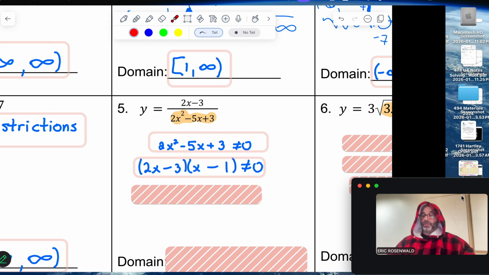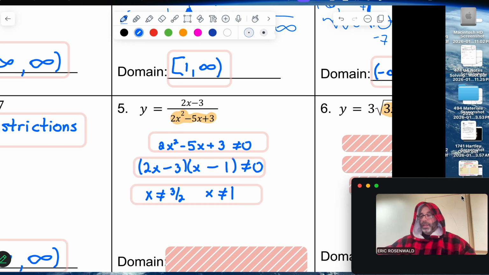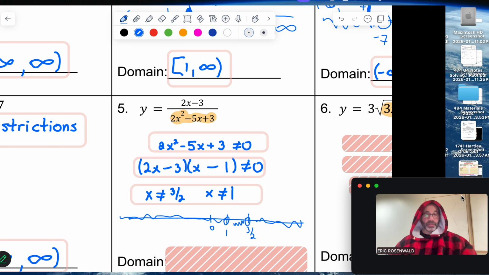If I solve for each one of these now, we get that x is equal to 3 over 2 and x is equal to 1. So that means it could equal any other value besides those. So it cannot equal 3 over 2, and it cannot equal 1. But it could equal everything over here to the left, everything in between these two spots, and then everything to the right of those, okay?